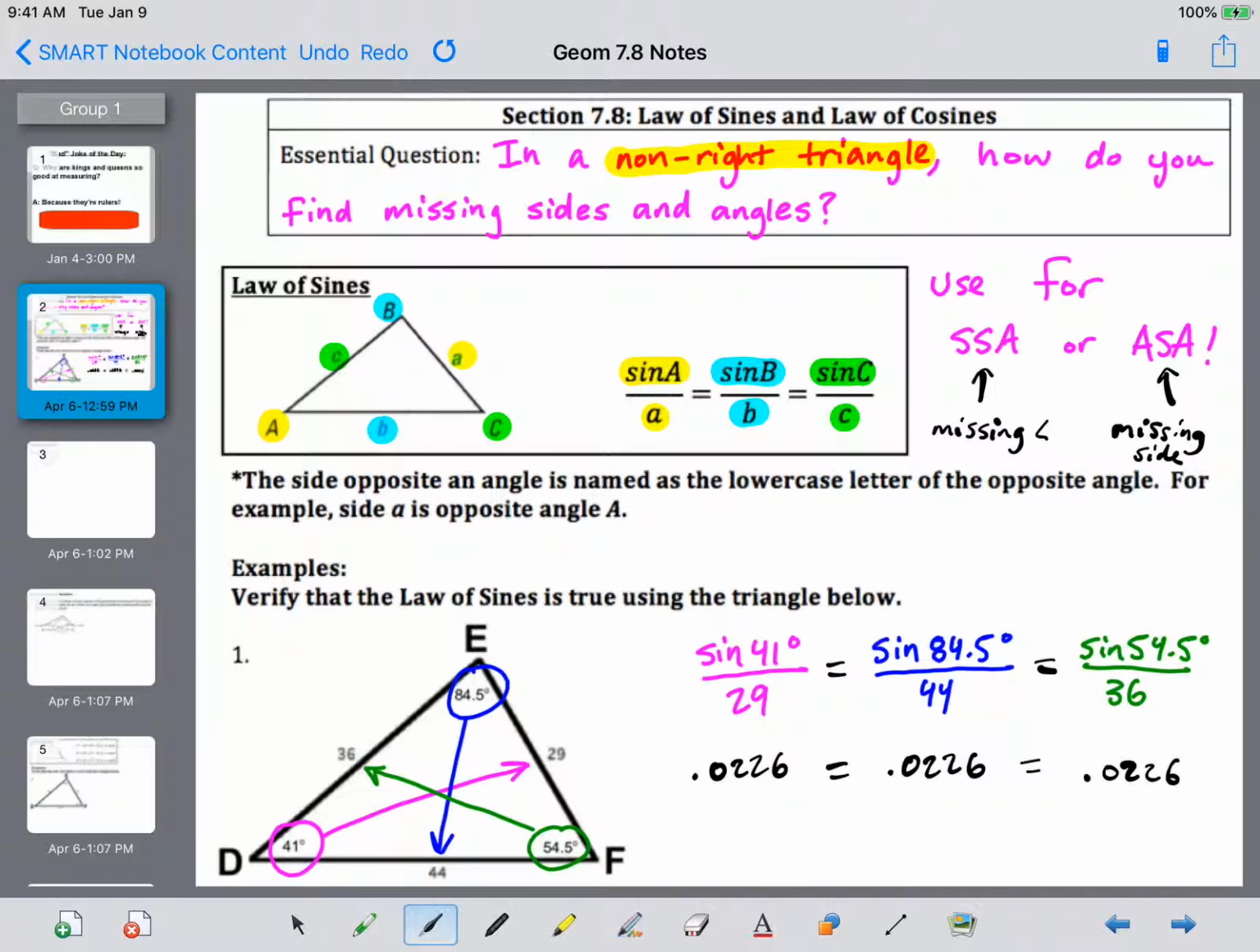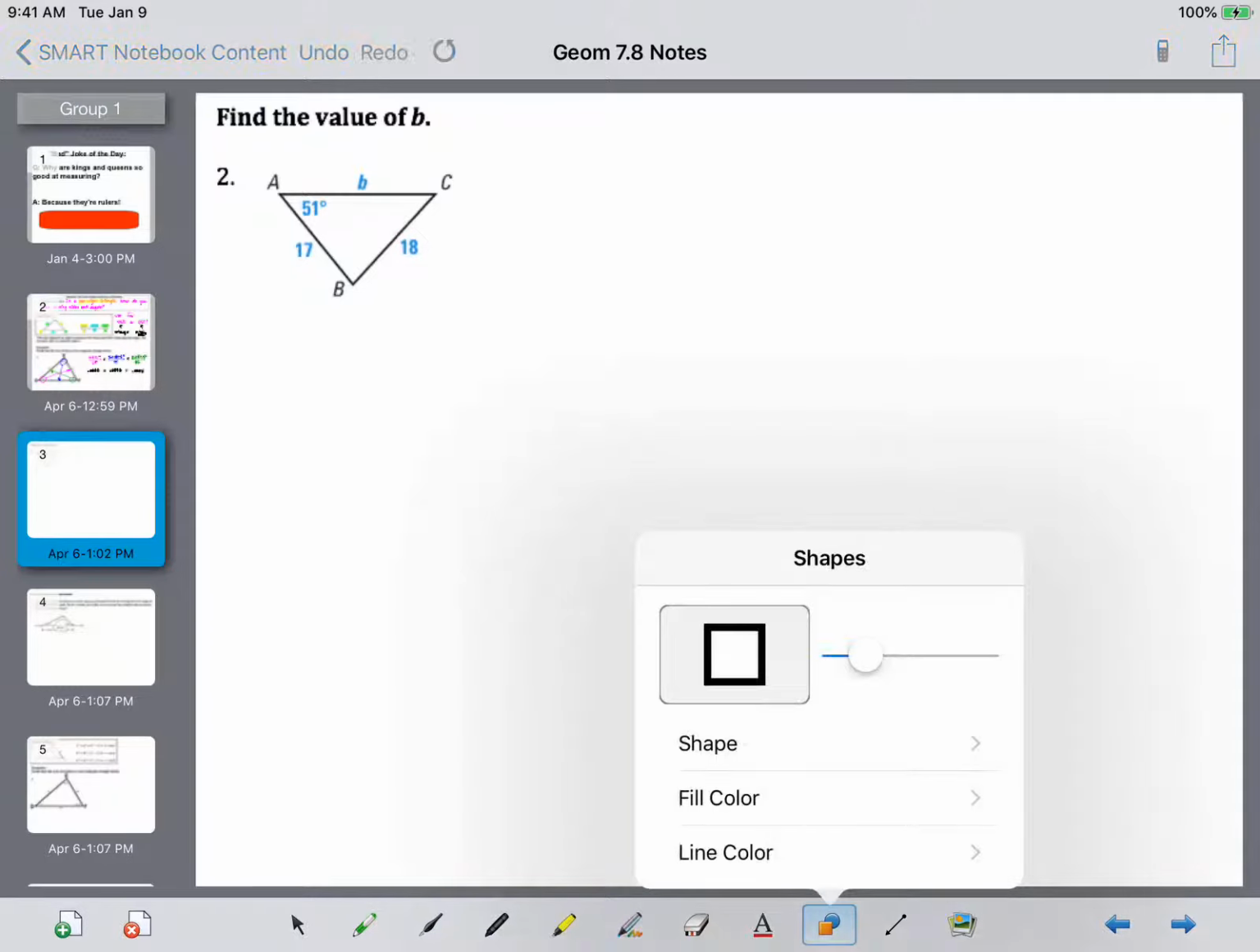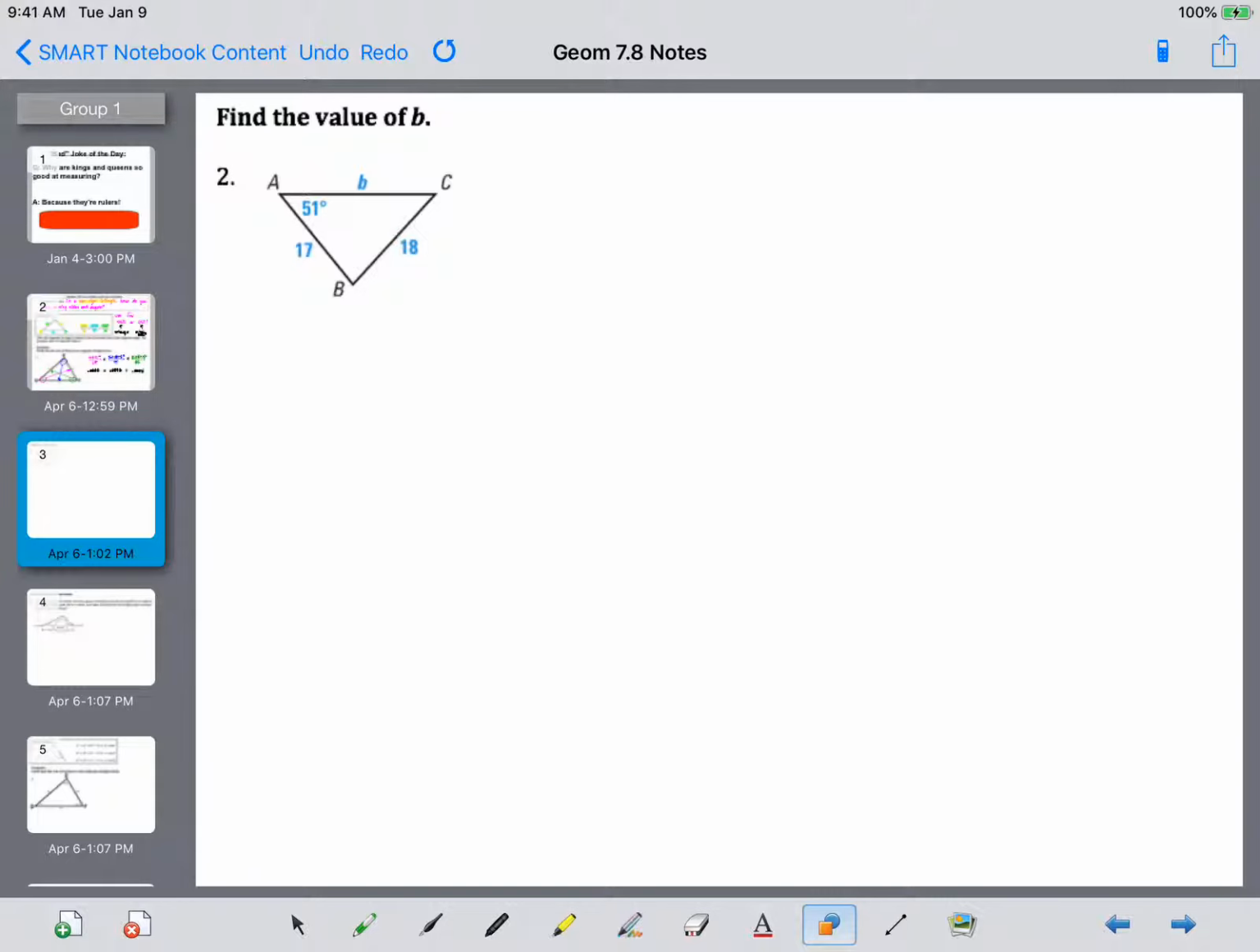Now let's look into putting it into practice so that we can find some missing sides. So in your notes, we're actually going to alter this question a little bit, and it should be altered in your notes. If it's not, go ahead and change this. We're not going to find the value of B. It's a little more complicated than I want to get into here.